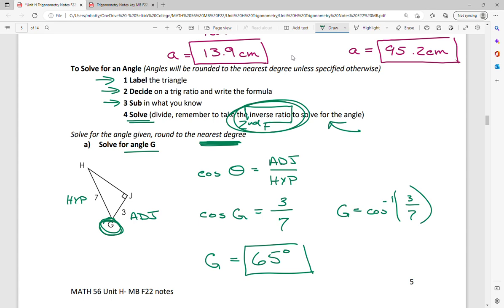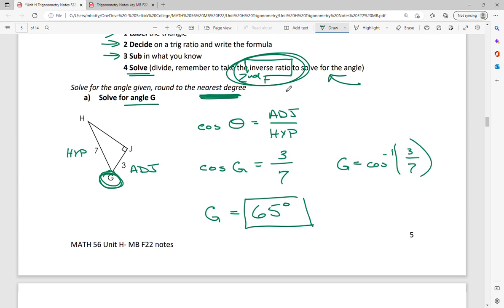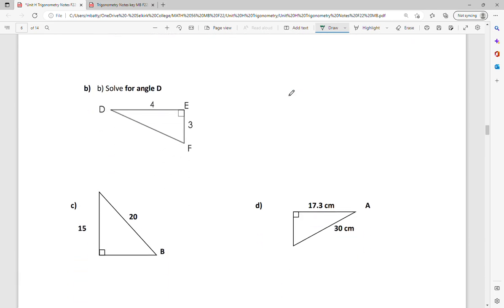All right, we've got a few more to do on these. I'm going to keep showing all of the work. D is my target angle here. So we've got opposite and adjacent. This tells me that it's the tangent ratio.